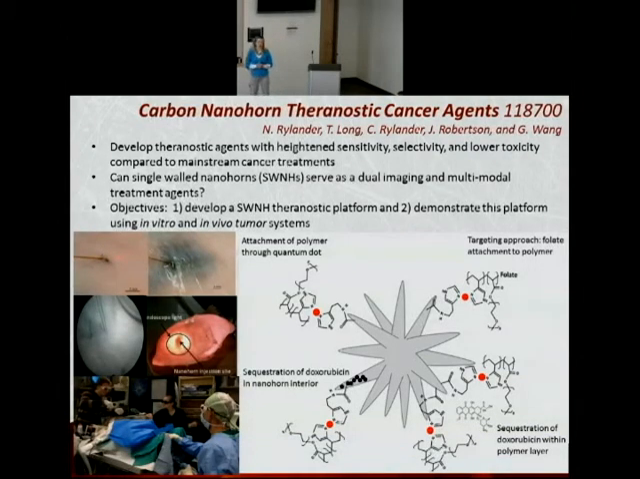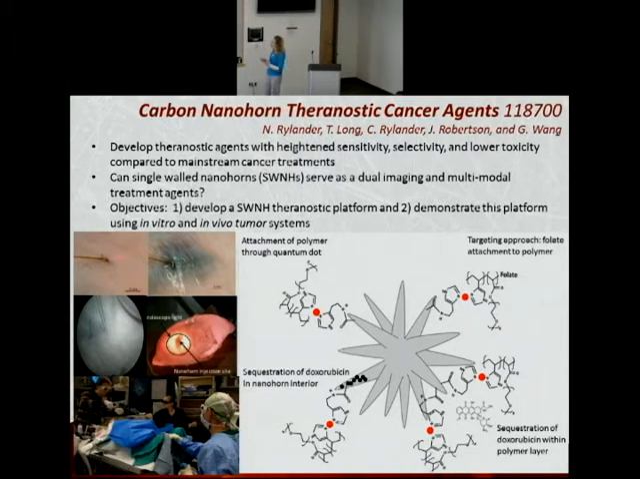So what we wanted to do in this project, our two goals were to develop a theranostic platform for which we could have both imaging as well as treatment, and to evaluate the ability of this particular platform both in vitro and in vivo.